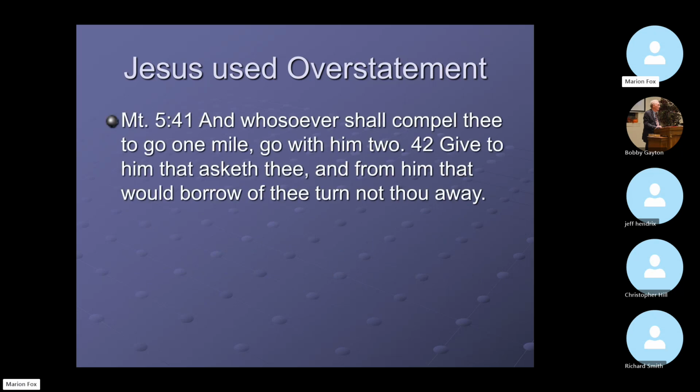Whosoever would compel thee to go one mile, go with him two. Be willing to go the extra mile. Give to him that asks thee, and from him that would borrow of thee, turn not away. Borrowing under the law of Moses was for benevolent purposes. The person was obligated to pay it back, but you couldn't charge interest on the person. So right here now, this is an overstatement.